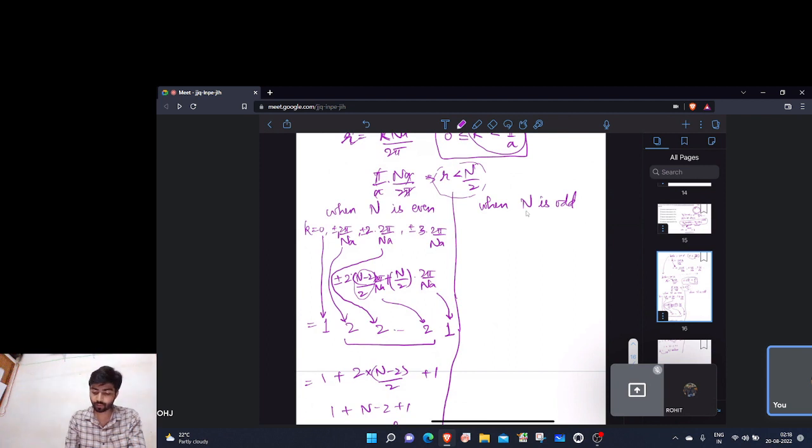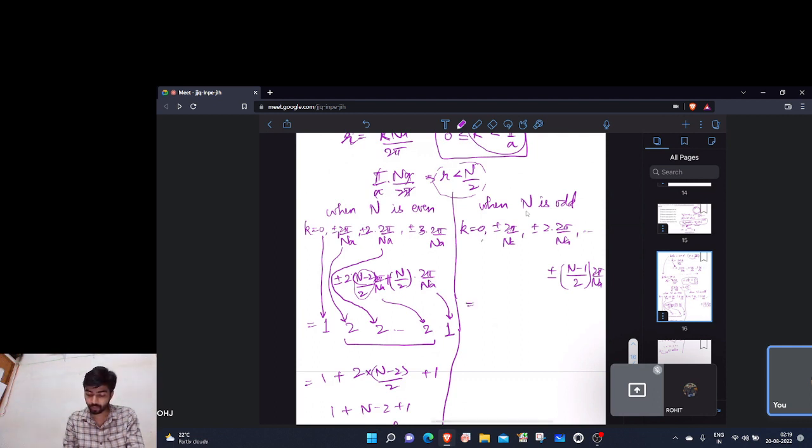But now when N is odd, k goes as 2 pi by Na, plus or minus 2 times 2 pi by Na, and so on. Since k is restricted by N by 2, and when N is odd, N cannot take a value N plus 1, so it has to be N minus 1. The last term would be (N minus 1) by 2 times 2 pi by Na. Now this time we will have a plus or minus sign because we are not dealing with the last term.